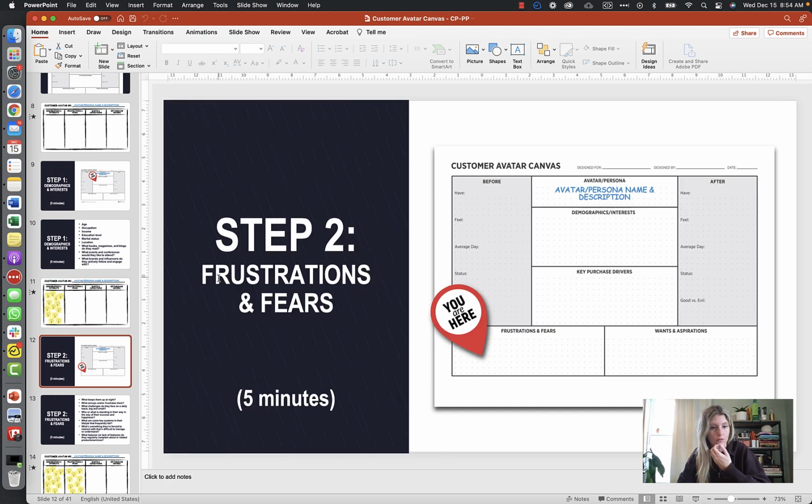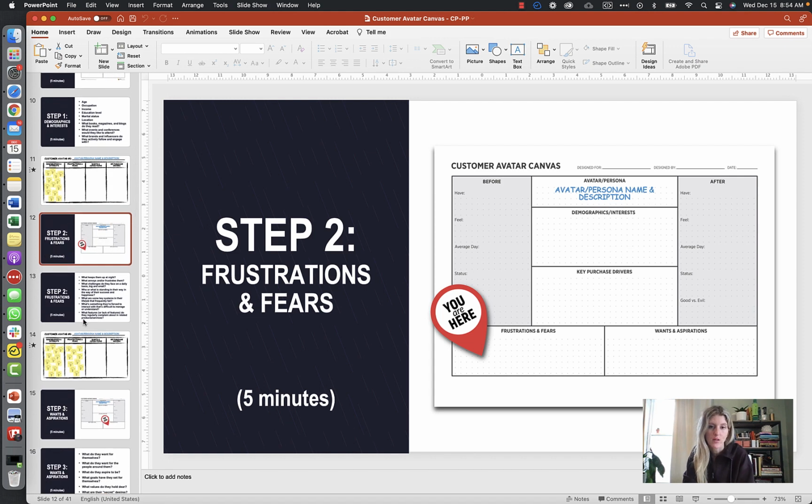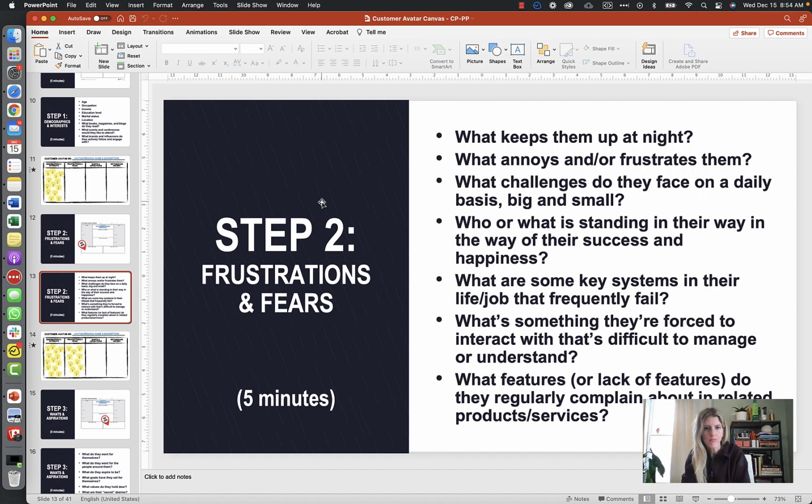Step 2, frustrations and fears. Again, this should take about 5 minutes. Don't spend too much time on it initially. Chances are we're going to have to do this a couple times. So take your time, but don't spend too much time on this section. Just get down whatever's in your brain. What keeps your target demographic up at night? These parents, what keeps them up at night?